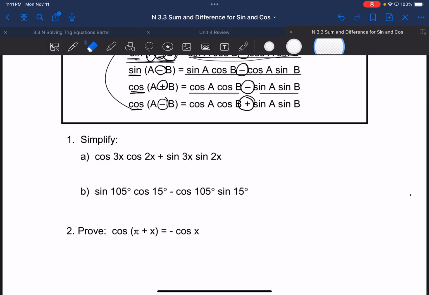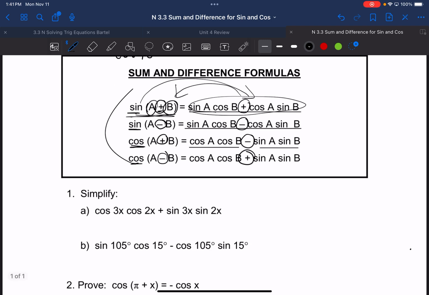Example number 1 says we've got cosine of 3x times cosine of 2x plus sine of 3x, sine of 2x. So which rule would you guys say that looks most like from our box up there? The fourth one, right? Because in the fourth one, it has cosine A, cosine B plus sine A, sine B, which is exactly what we have here, right? There's a plus there in the middle. And we got cosine, cosine, sine, sine. Okay, so since it's currently written as the way it's highlighted here, we want to rewrite it this way. All right? So it says we write it just like this.